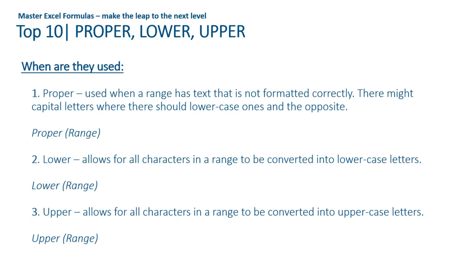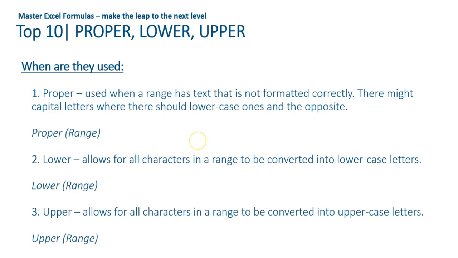The structure, again, is very easy. We just need to select the range. Lower is basically what it does: once we select the range or the cell, it will convert all characters into small case, lowercase letters. Whereas upper does the opposite.